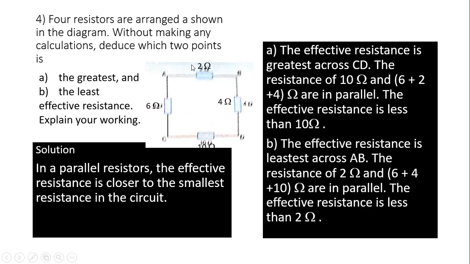Then the least one is this one. So these are in series. Add them up. That's why it's happening here. 6 plus 4 plus 10, in parallel to a 2 ohm. Then the answer must be less than 2 ohm.